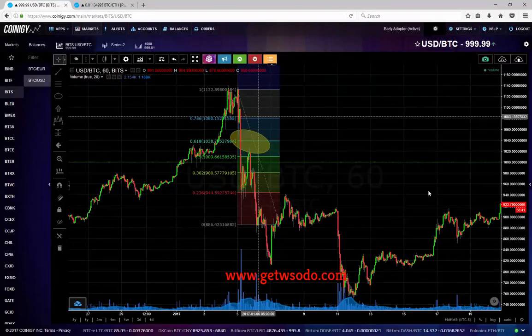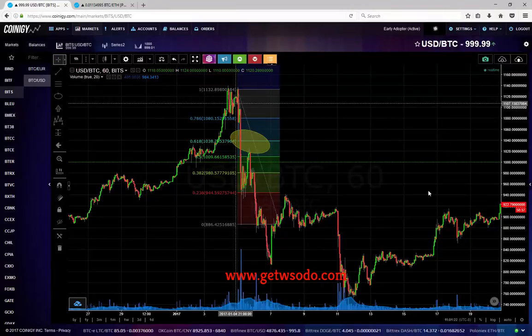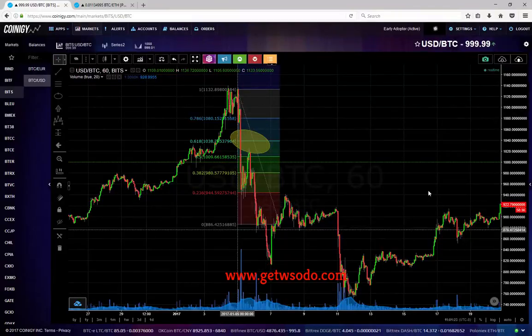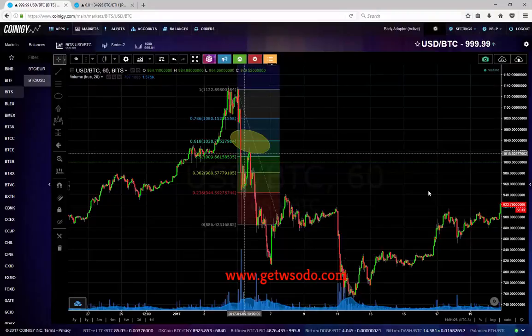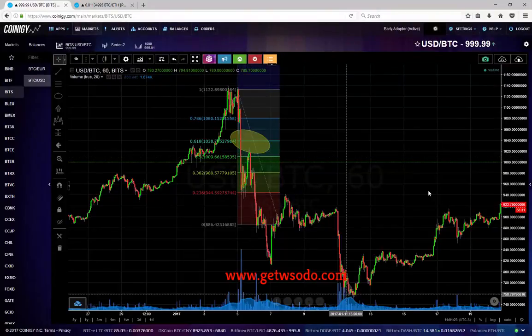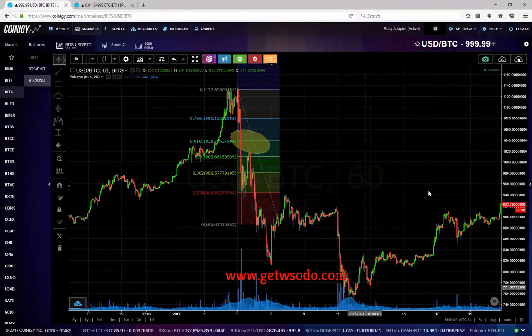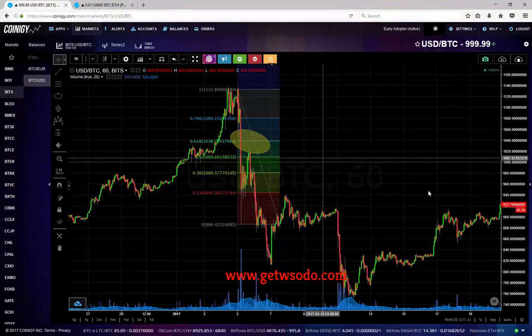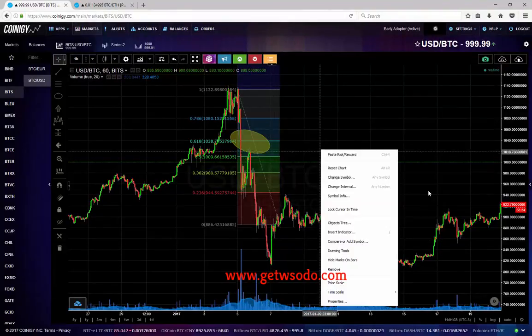So that's one example. Generally speaking, if you do it on the very first move down, you'll have a much higher probability than, let's say, if you did it on the third wave down, even a higher probability than the second. So I'll show you another example.